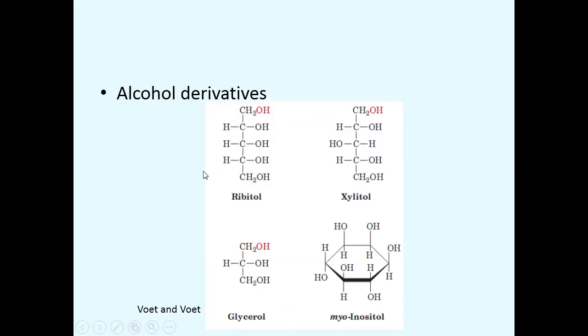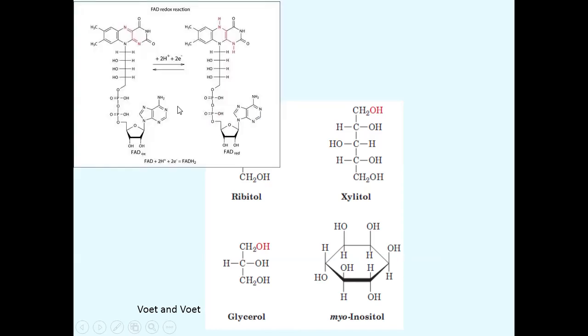Aldehyde or ketone, upon reduction, are converted to alcohols. This figure shows some common alcohol derivatives of monosaccharides. Ribitol is formed by the reduction of the aldehyde group of ribose sugar. FAD and FMN are redox cofactors. Ribitol is one of the constituents of the cofactors FAD and FMN as shown in this figure. The part of the molecule shown here is ribitol.